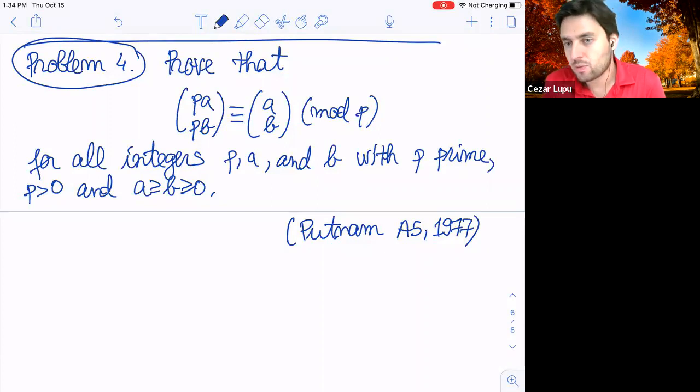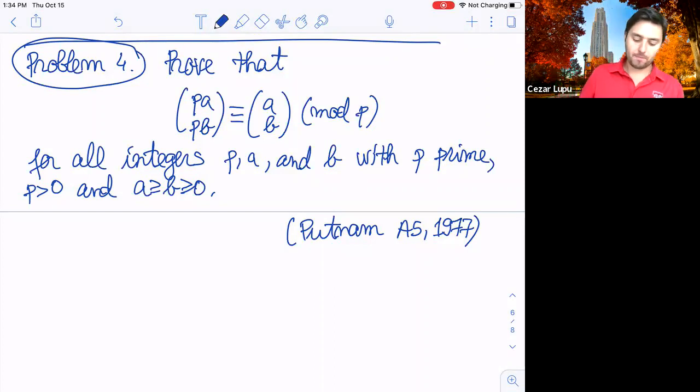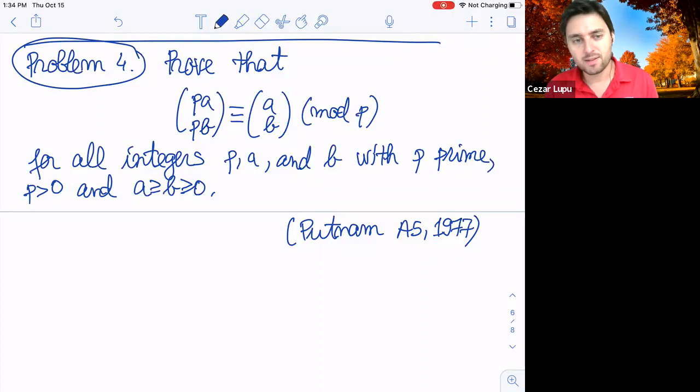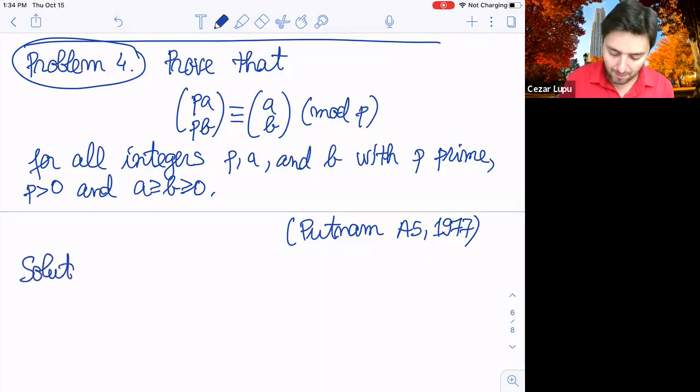So you'll be tempted to write that pa choose pb. Well, just plug it in, right? So the first thing, this was a Putnam A5, but to be honest with you, I think this is much easier than the previous problem.